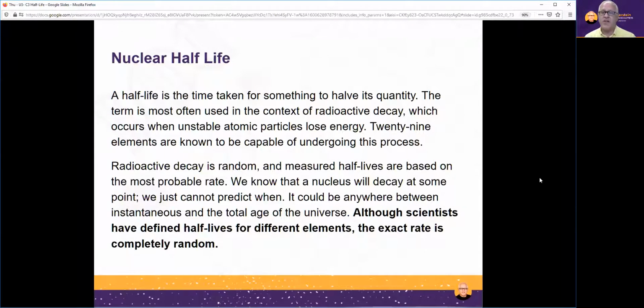Radioactive decay is random, and measured half-lives are based on the most probable rate. We know that a nucleus will decay at some point, we just cannot predict when. It can be anywhere between instantaneous and the total age of the universe. And although scientists have determined half-lives for different elements, the exact rate is really completely random.